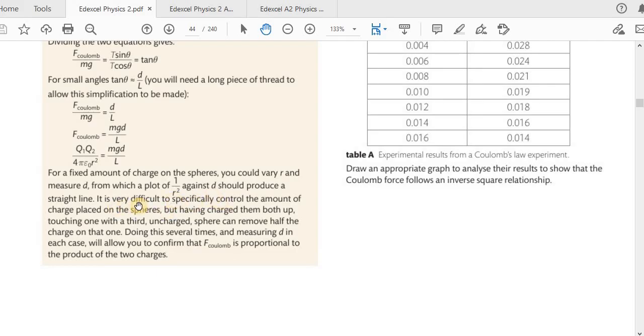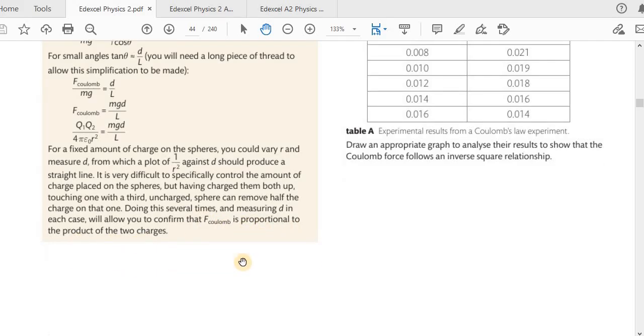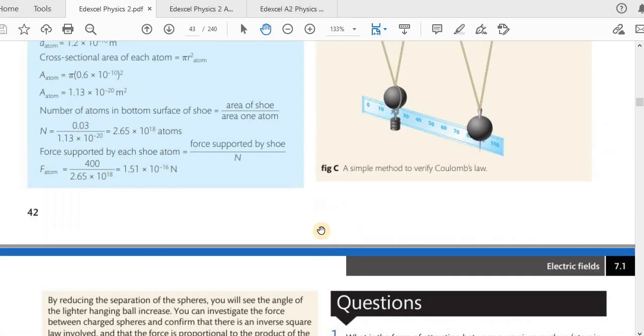It is very difficult to specifically control the amount of charge placed on the spheres, but having charged them both up, touching one with a third uncharged sphere can remove half the charge on that one. Doing this several times and measuring d in each case will allow you to confirm that the Coulomb force is proportional to the product of the two charges. Okay, so that is what we have now.